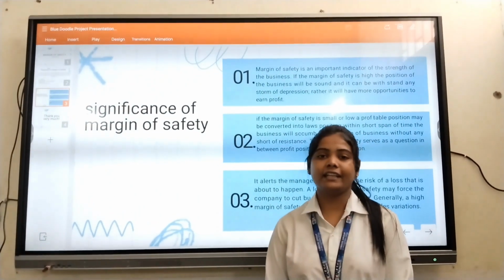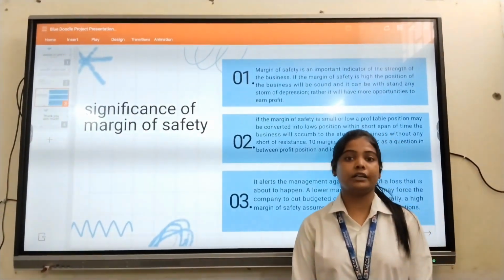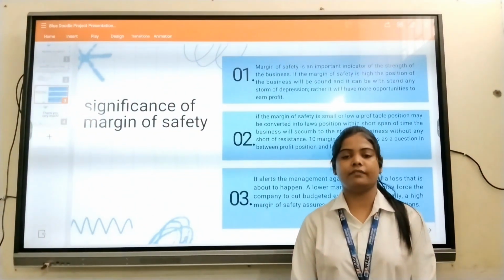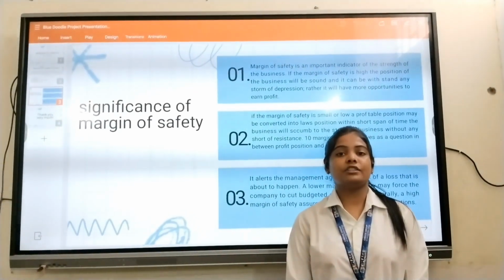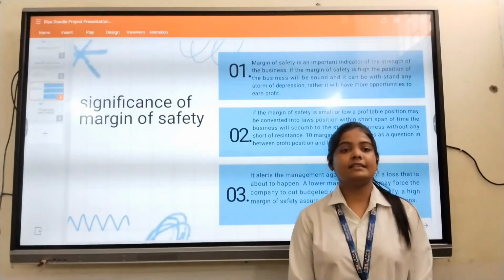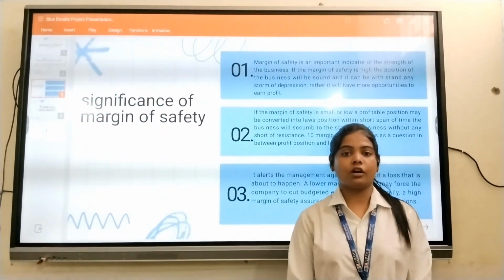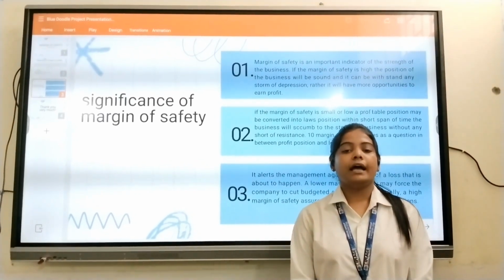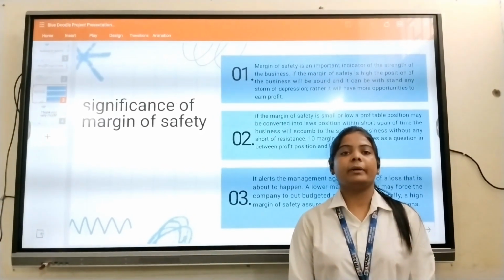There are some significance of margin of safety which is important in the margin of safety. First, if the margin of safety is high, the business will be really good, or it will sound good and it can overcome from any problem.